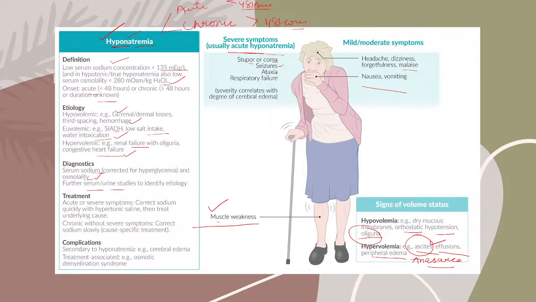So these are the symptoms, mild and moderate. In this I have used one term, ataxia. Ataxia is impaired coordination.